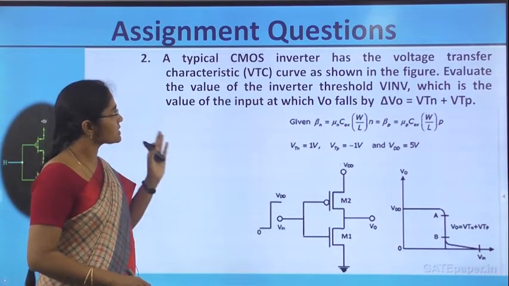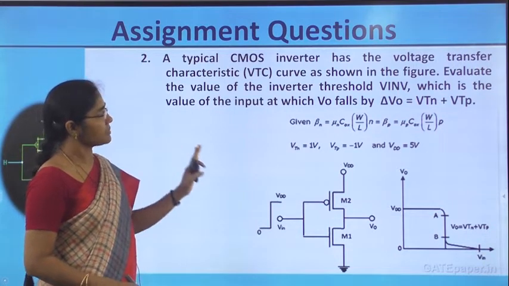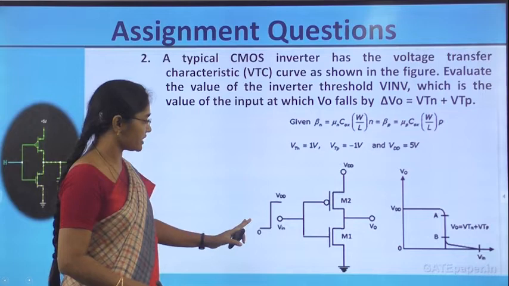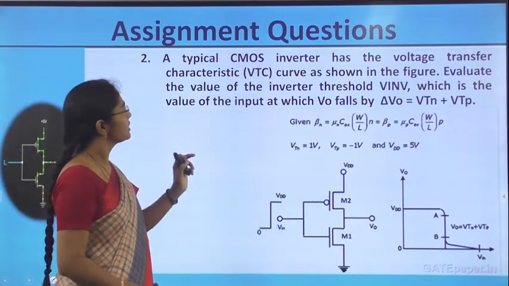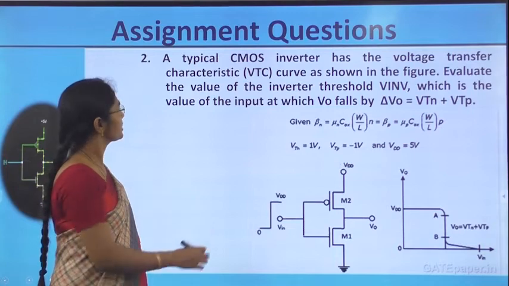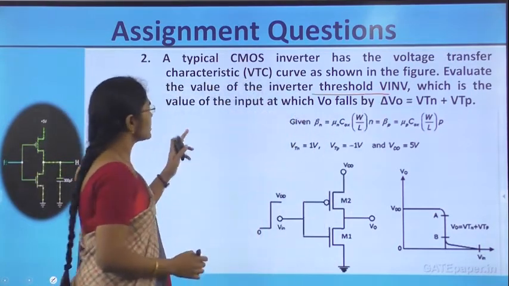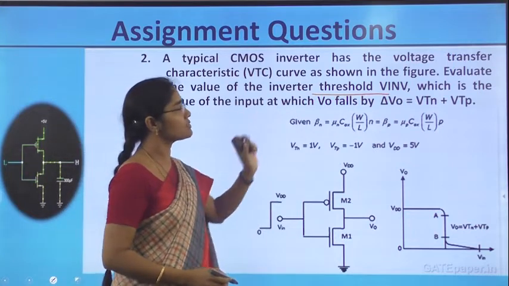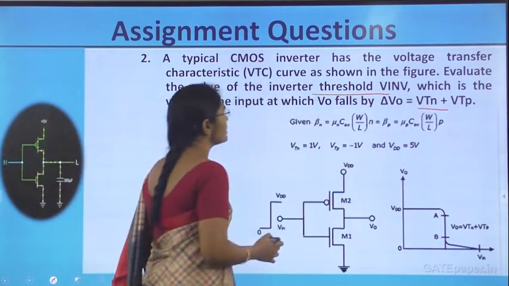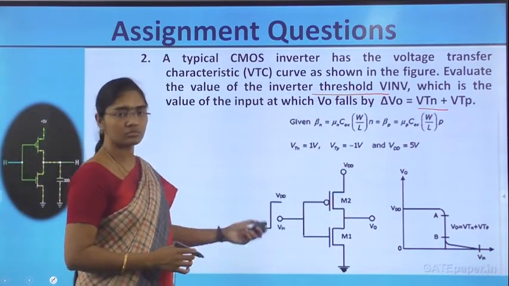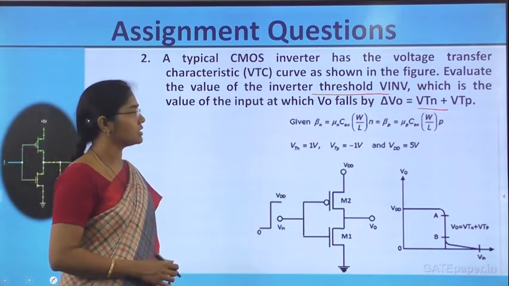Take this also as an assignment question. Here a typical CMOS inverter is represented with input value and transfer characteristics, and we have to find the value of the inverter threshold value, which is the input at which V0 falls by Vtn plus Vtp. So find this. Solve this question also as an assignment.